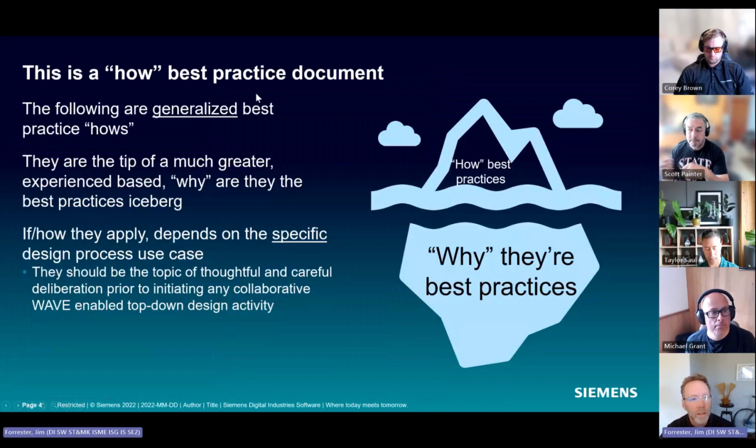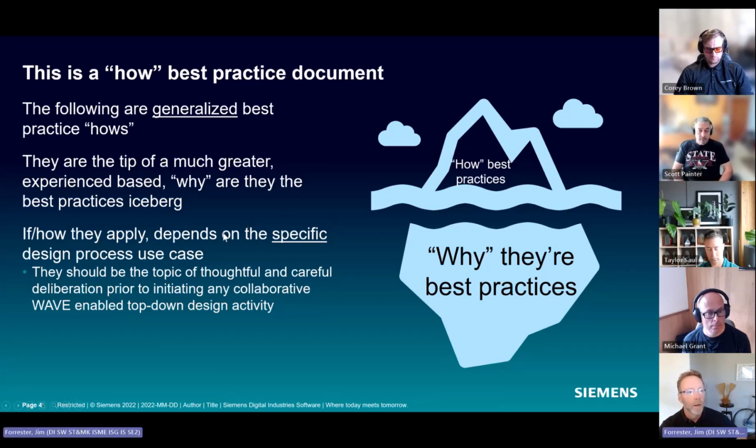So again, this is a how best practice. We're going to talk about the tip of the iceberg here. I'm not going to talk so much about the whys. This is something that I've gained in experience over a career of doing this. But it yields up into these rules of the road. If you follow these rules of the road, things will work out well for you. It's generalized, and again, they are the tip of the iceberg.